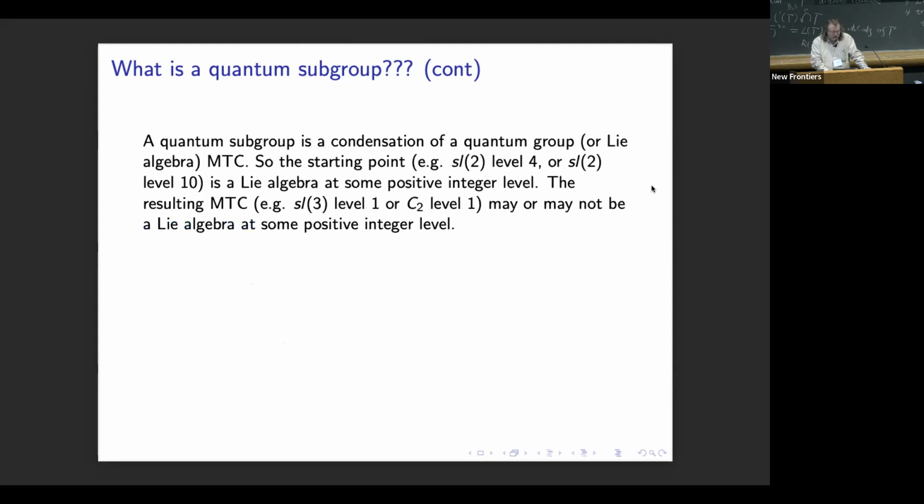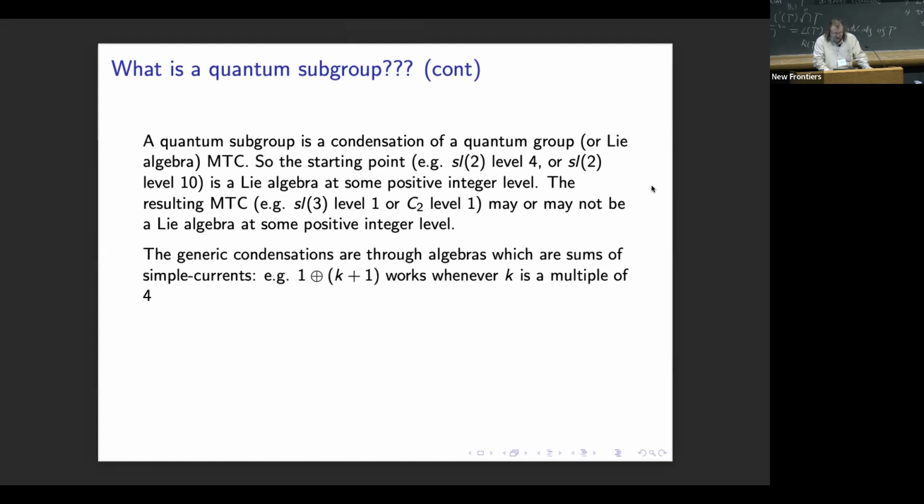Okay, so what's a quantum subgroup? Well, what I'm going to mean in this talk anyways is it's a condensation of one of these quantum group modular tensor categories. So you choose your favorite Lie algebra at some positive level. That's a quantum group modular tensor category. And then you try to find commutative algebras that you can condense to get some other modular tensor category. The new modular tensor category might not have anything to do with Lie algebras, although it often does.